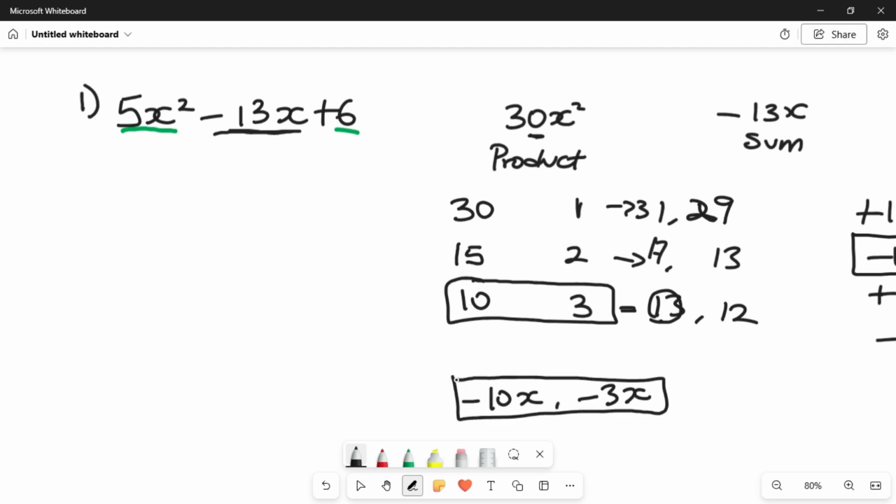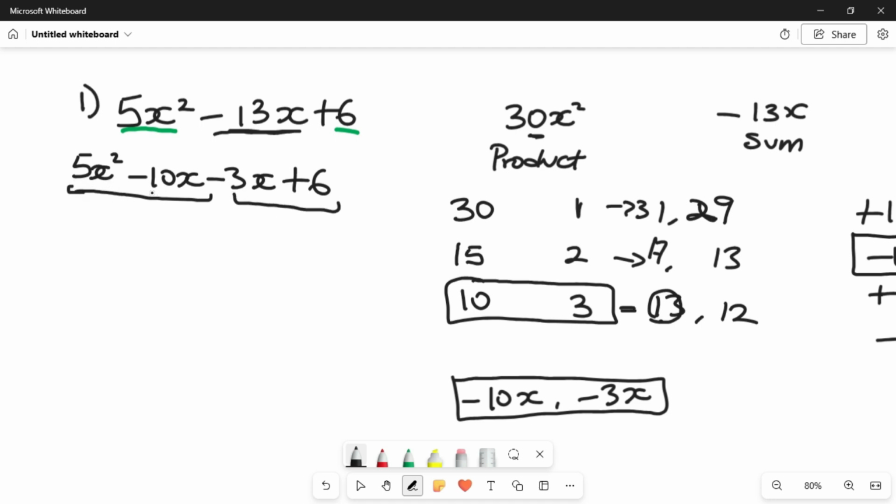So what we are going to do now is to remove the number in the middle. Then we put minus 10x and minus 3x. So we have 5x squared minus 10x minus 3x plus 6. So what we do here is to group. These two are together. These are also together.